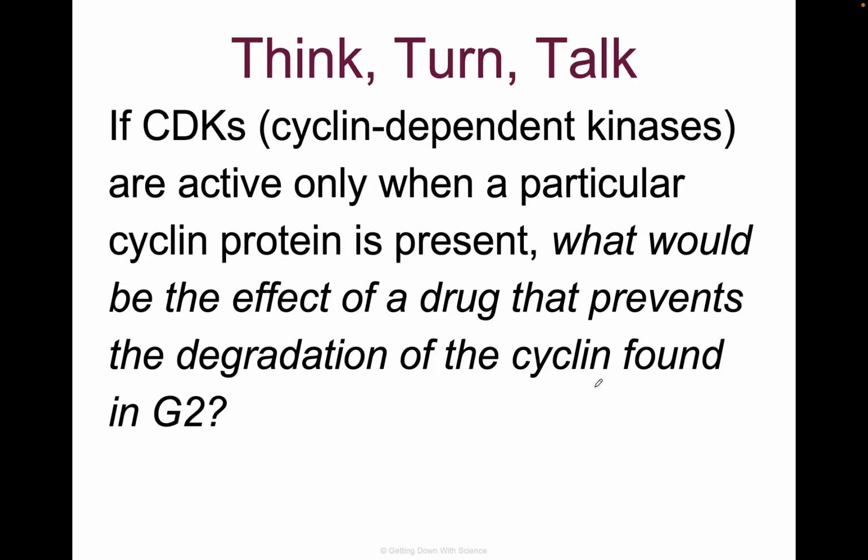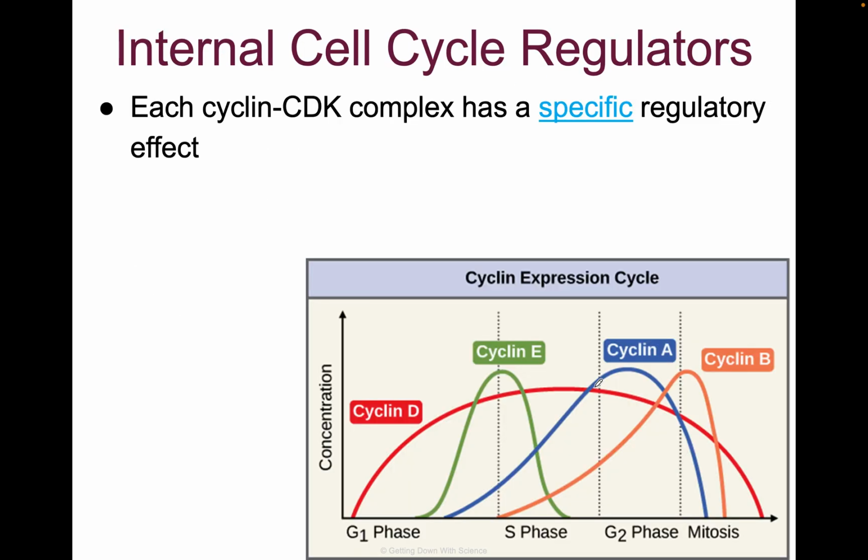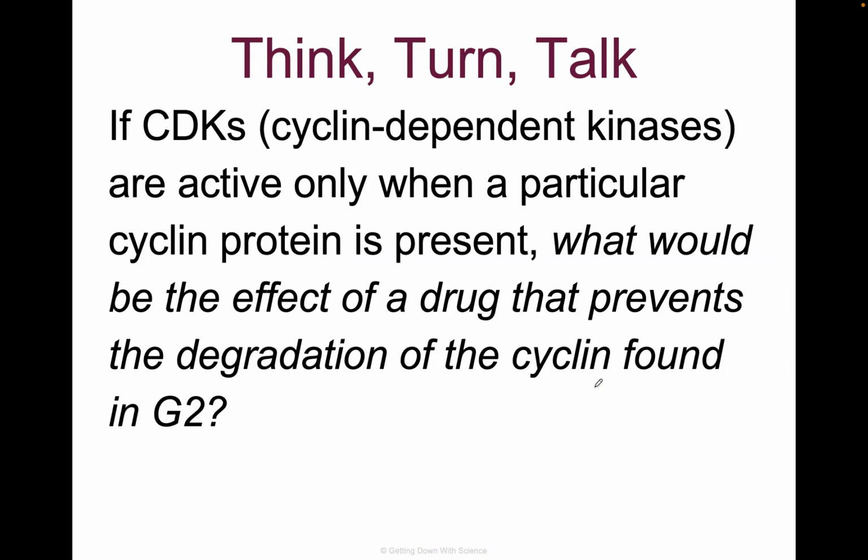So here it is. Sorry, these are think, turn, and talk. CDKs are active only when a particular cyclin protein is present. What would be the effect of a drug that prevents the degradation of the cyclin found in G2? The answer is that a drug that prevents the degradation of the cyclin found at G2 means the cell wouldn't go into G2. It wouldn't check for DNA damage after synthesis. If the cell can't fix it, then it would go through apoptosis.